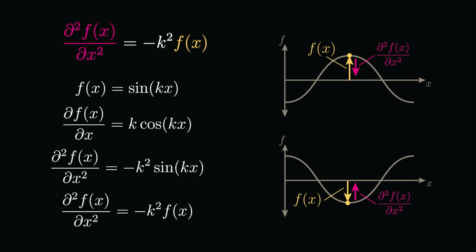Both sine and cosine have this property. The second derivative of sin(kx) is equal to minus k squared times the original function sin(kx), exactly satisfying our differential equation.